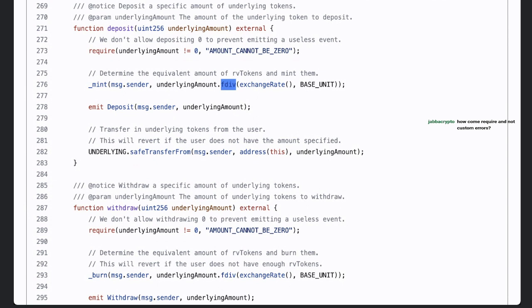Honestly, I haven't really pilled myself on them yet. I find the lack of a require syntax to be a bit gross. People have been saying that the gas cost is cheaper, but I believe that's only in the revert case. But yeah, I haven't really thought about it yet.